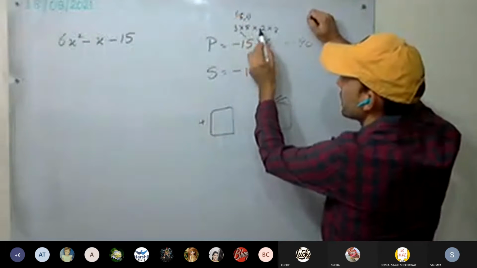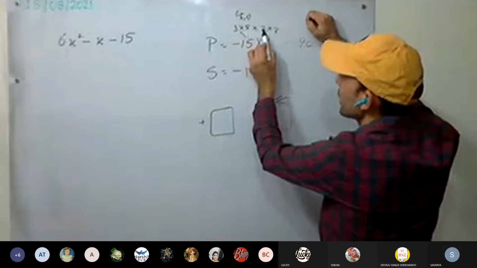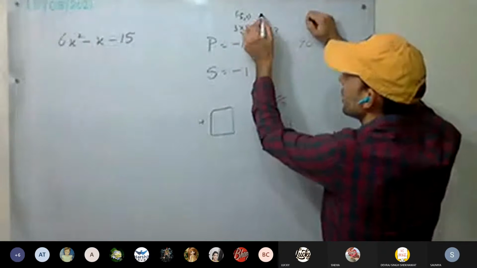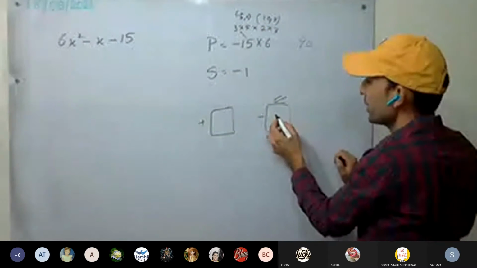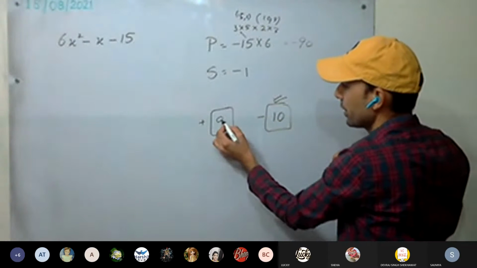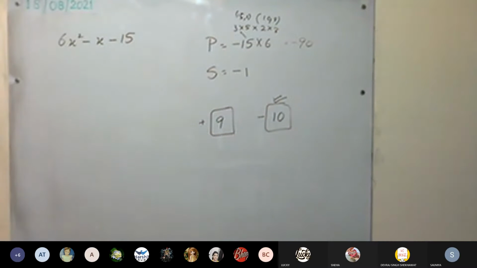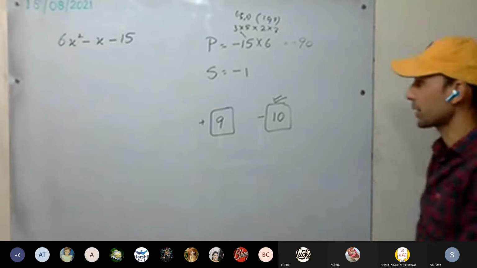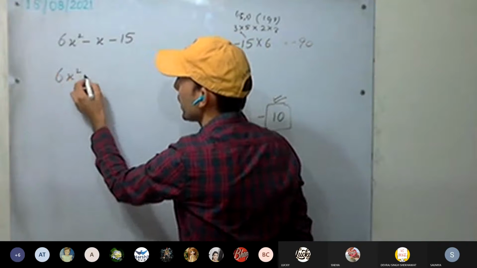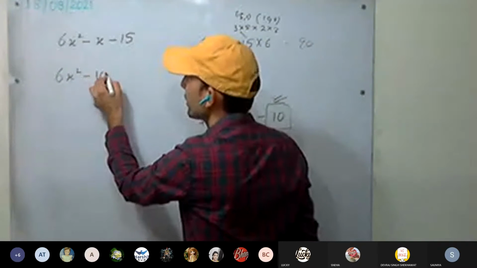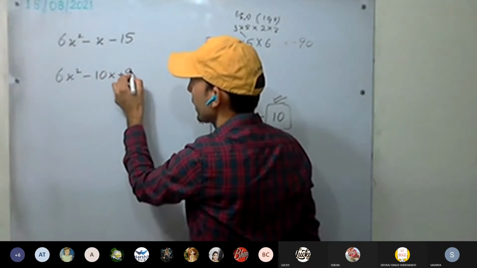Go with the next. 5 into 2 is 10, and 9. Minus 10 and 9. So see here, the negative number should be greater. Minus 10 plus 9. Understood? Minus 10 plus 9. Those are the two numbers we need. Okay, now solve it. 6x square minus 10x plus 9x.